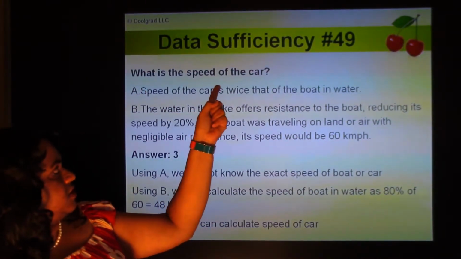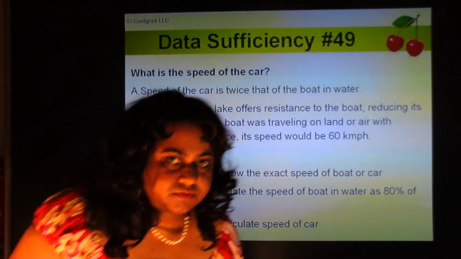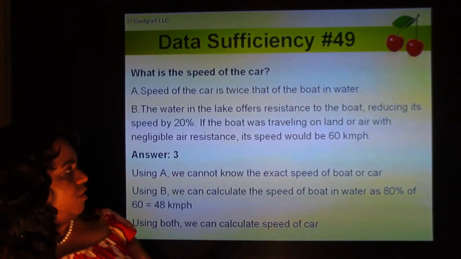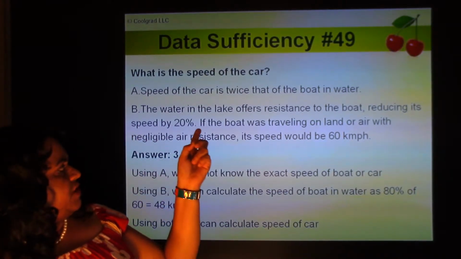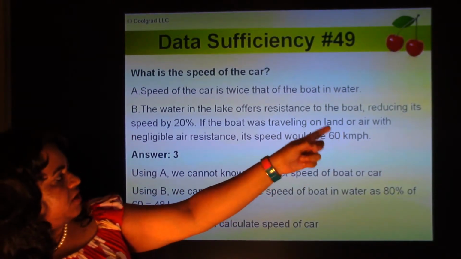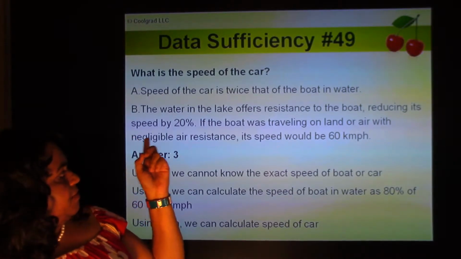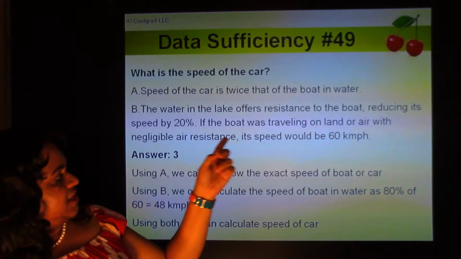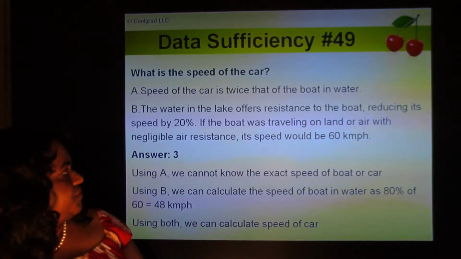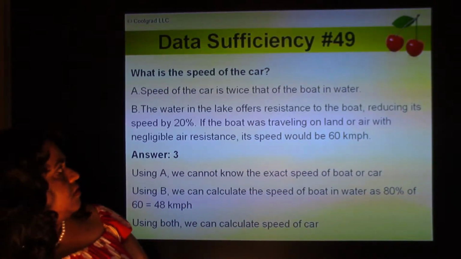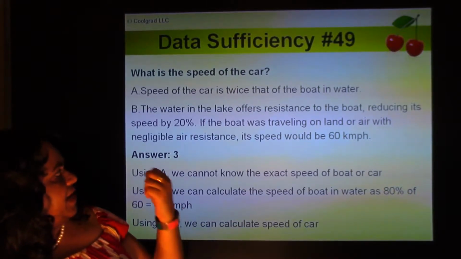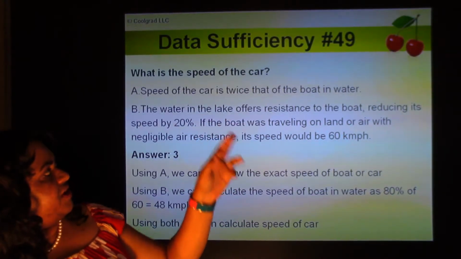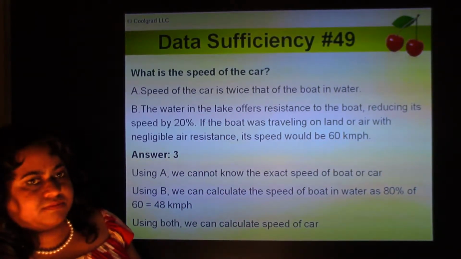Question 49. What is the speed of the car? Statement A: the speed of the car is twice that of the boat in water. Statement B: the water in the lake offers resistance to the boat, reducing its speed by 20%. If the boat was traveling on land or air with negligible air resistance, its speed would be 60 kilometers per hour. So using statement A alone, we don't know the exact speed of the boat or the car. We only know that the car is twice as fast as the boat.